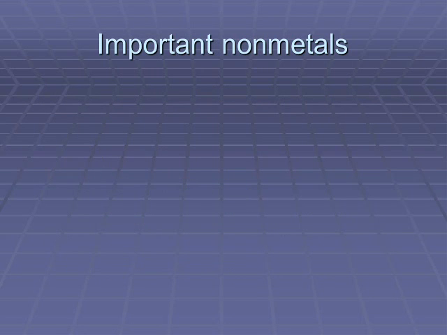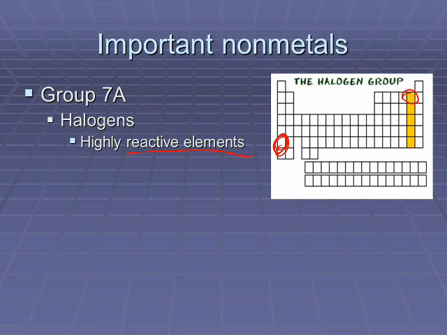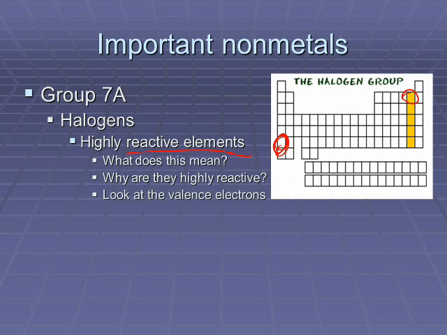Now, the important nonmetals, we can group these as group 7A. That's the halogen group. Now, the halogens are extremely reactive, very reactive, especially fluorine. Now, if we look over at the alkalis, way over here, we have these guys extremely reactive too. And we're going to get to periodic trends. What does that mean? Why are they highly reactive? The valence electron. It's all about how they react. It's all about the valence electrons.